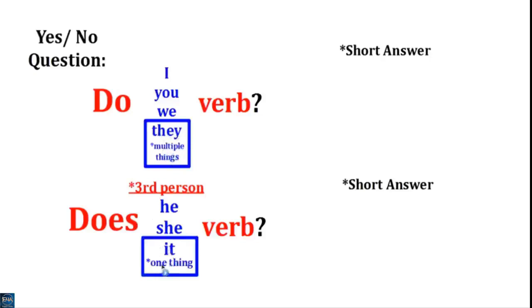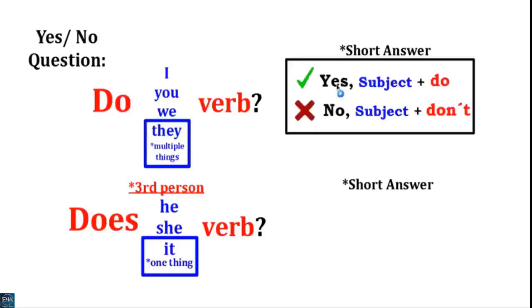Also, remember, the subject "it" is for one thing only. Now, when the question starts with the auxiliary, it's a yes-no question. So the short answer for a question with do, we can say yes and no. Yes, we say yes, subject, do. The no, we say no, subject, don't, with the negative auxiliary.